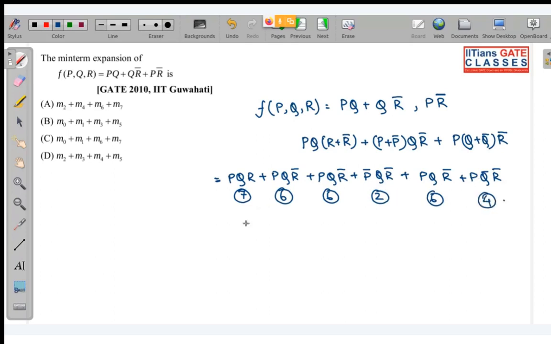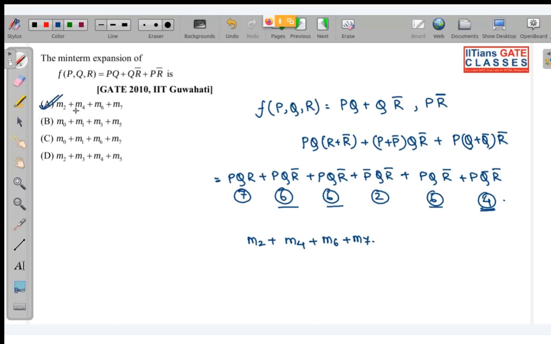So your midterm numbers, if I write in ascending order, so that will be M2. So 6 is occurring thrice. Only once I will write. So okay, before that 4 is also here. So M4 plus M6 plus M7. So which option do we see? 2, 4, 6, 7. Option A. Okay. Option A is your correct answer.